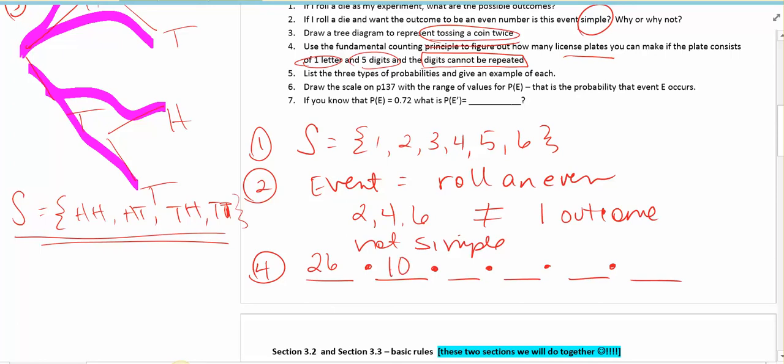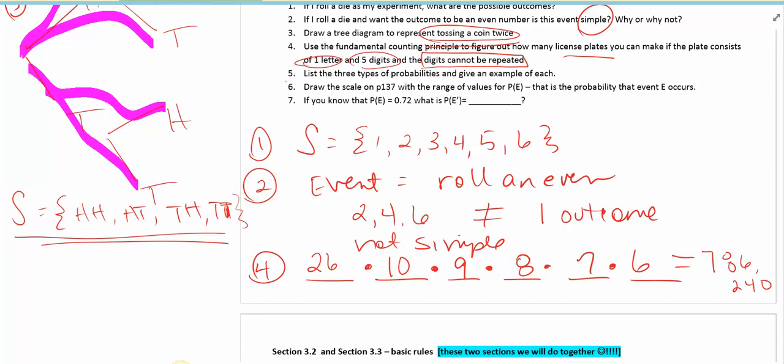But it says they can't be repeated. So once I've picked a digit, then I only have 9 to pick here, 8, 7, and 6. And so I can multiply all those numbers together and get the total number of ways that you can create a license plate. Now we have 780,240 different ways to create license plates. Now that's not really how a license plate is done, but we'll get over it.